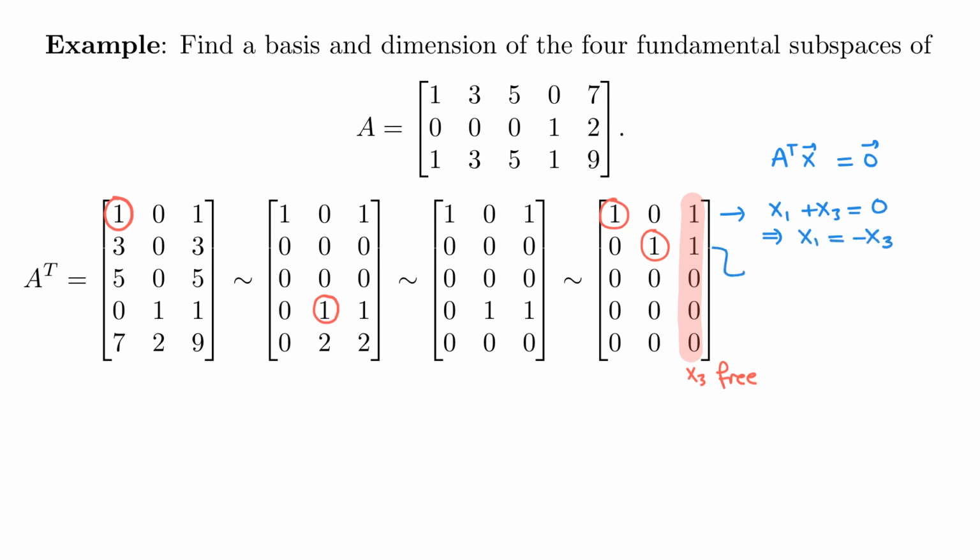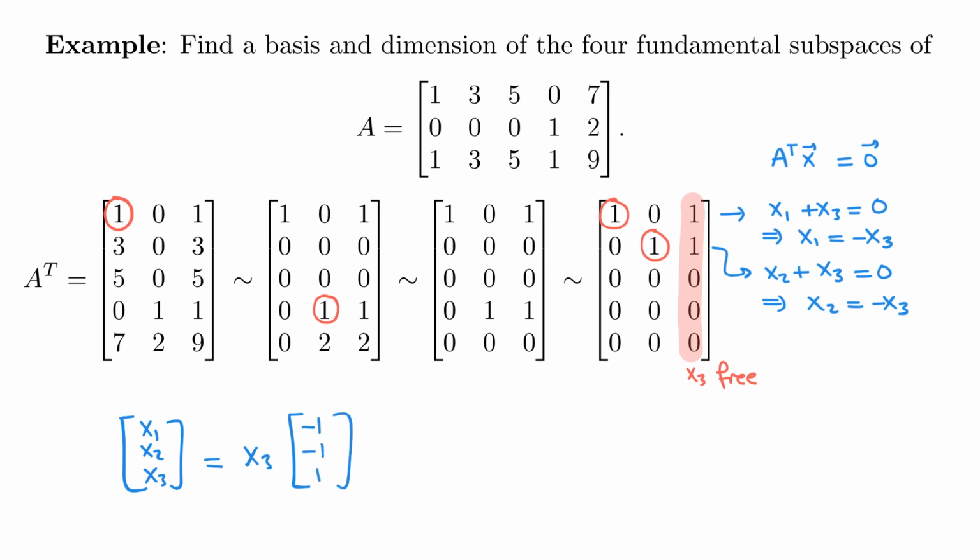Similarly, we look at the second equation, which gives us x2 plus x3 is equal to 0, which means that x2 is equal to negative x3. Our solution for the left null space is going to be the vector x1, x2, x3, which is equal to the free variable x3 times the vector minus 1, minus 1, 1.